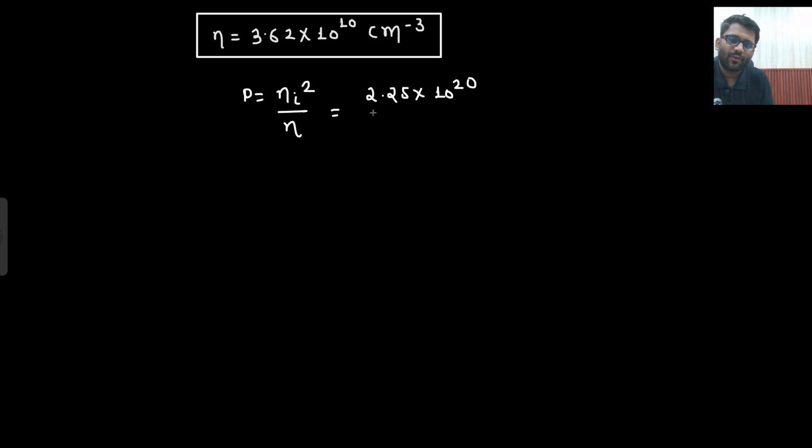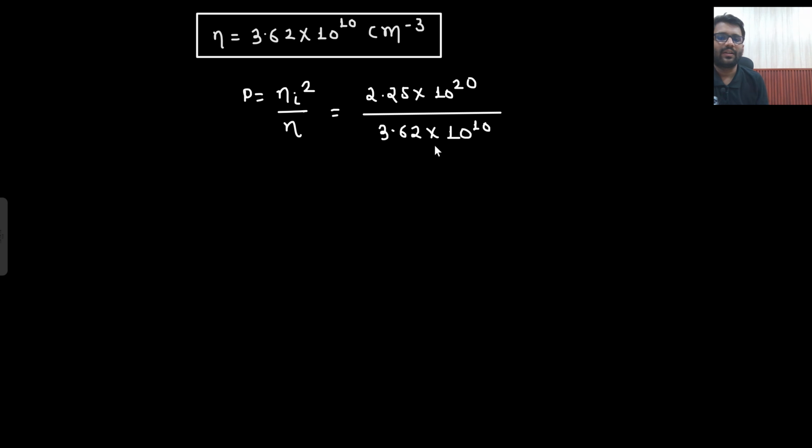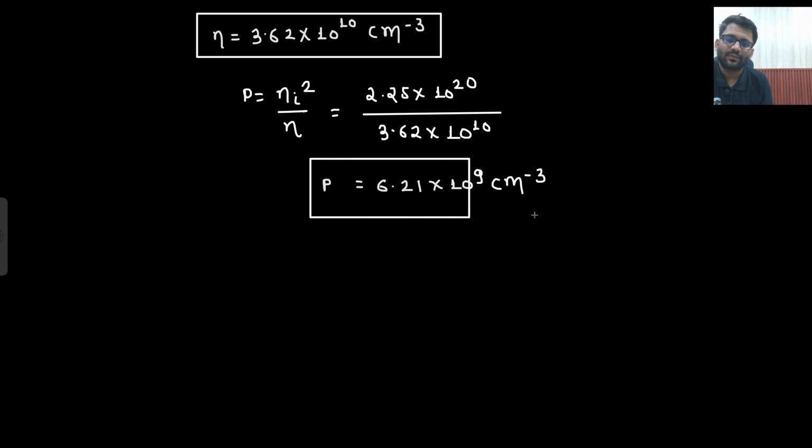Now what is the number of electrons? Number of electrons is 3.62 × 10^10. So if you already know the number of electrons, and you already know the concentration when it was intrinsic, you can surely find out the number of holes as well. So what will be the answer you will be getting? 2.25 divided by 3.62, that is 0.62, or you can write 6.21 × 10^9 centimeter cube inverse. This is the concentration of holes.